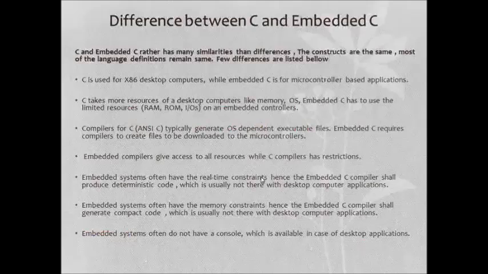I was just working out the difference between C and embedded C. Then I came to know that C and embedded C have many more similarities than differences. The concepts are the same. Most of the language definitions remain the same. There are just very few differences between them that we have already discussed, like C is used for x86 desktop computers, while embedded C is used for microcontroller based applications. C takes more resources, like memory and operating system. Embedded C has to use the limited resources which are available on the target board: the available RAM, ROM, IOs.